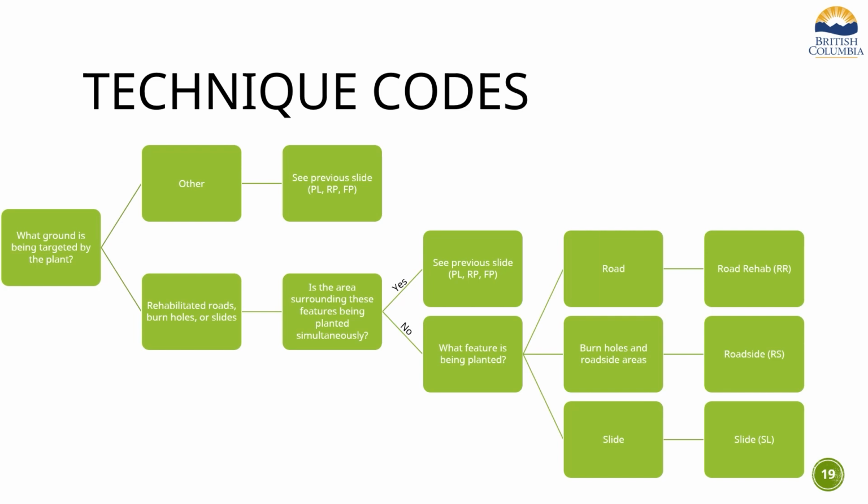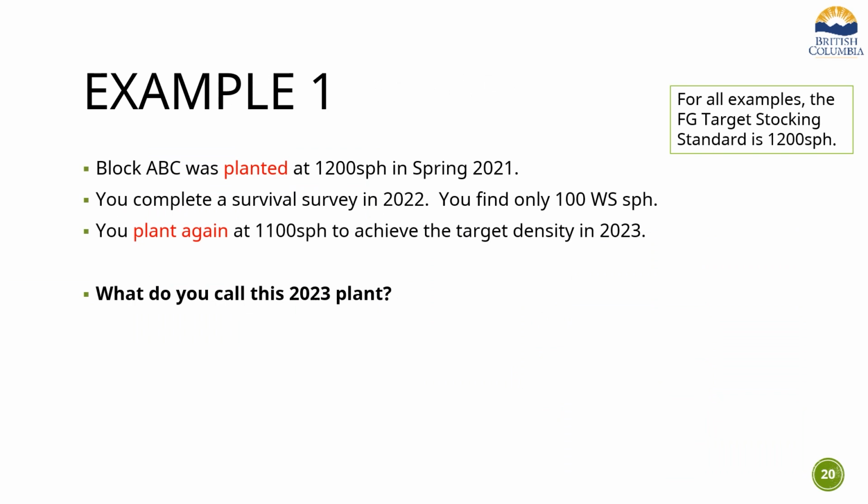Okay, we're going to try to explain these definitions better by using a handful of examples. For every example, the free-growing target stocking standard will be 1,200 stems per hectare. Now for this first example, we have a block that was planted to 1,200 stems per hectare, the target, in 2021. Of course, that was the heat dome year and it was badly affected. You find that there's only 100 well-spaced stems per hectare during your 2022 survival survey. So you planted again in 2023 at 1,100 stems per hectare.